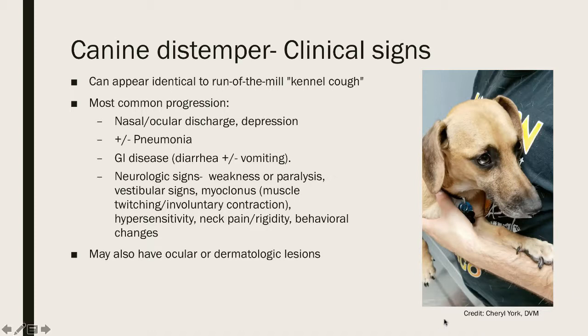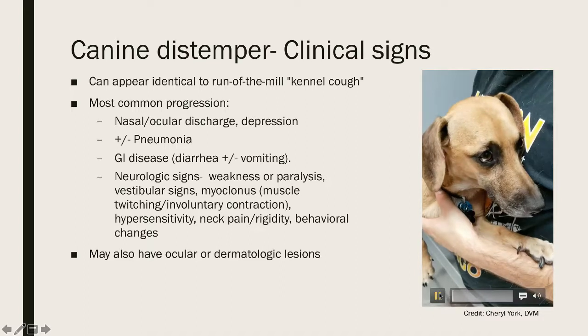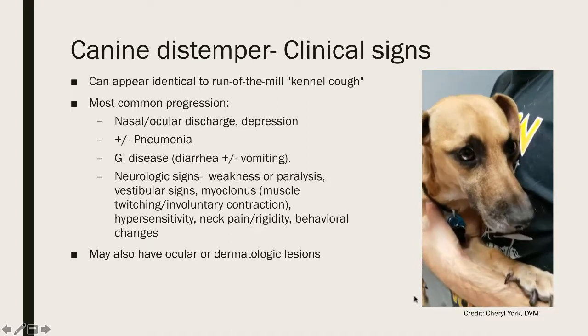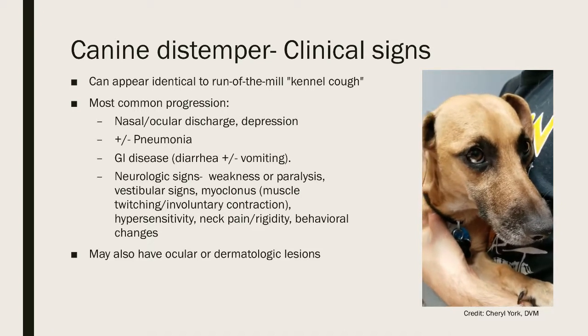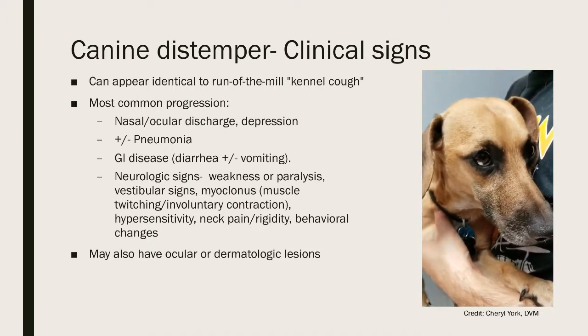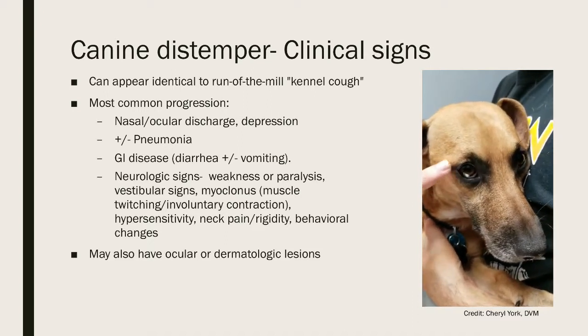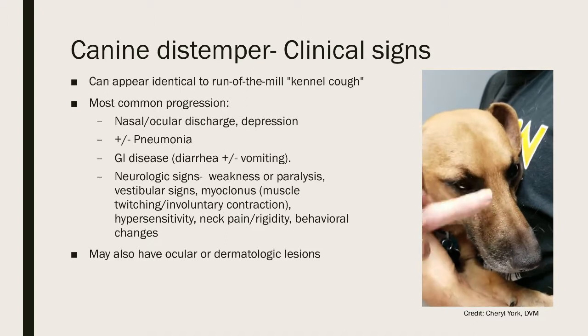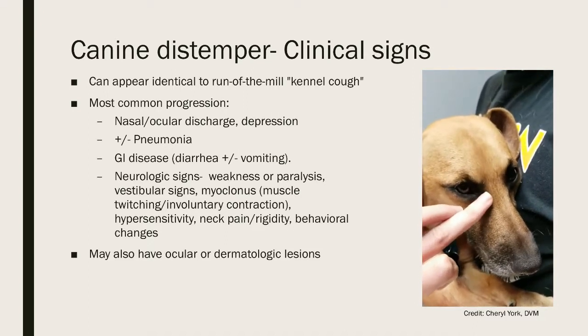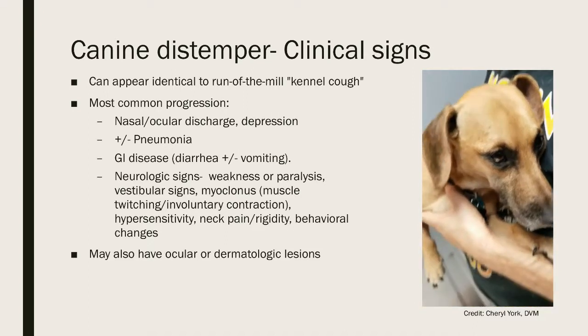I hope I have the sound of this. So you can see the twitching on that dog's forehead. He had a history of being taken off the streets as a stray, and about 6 weeks later, he had kind of some respiratory signs and then some nebulous GI signs, and then progressed with the myoclonus. My least favorite part of this video is the person handling the dog without gloves. So please don't do that, especially if you have a dog that may have distemper, but it's a good example of what myoclonus looks like.